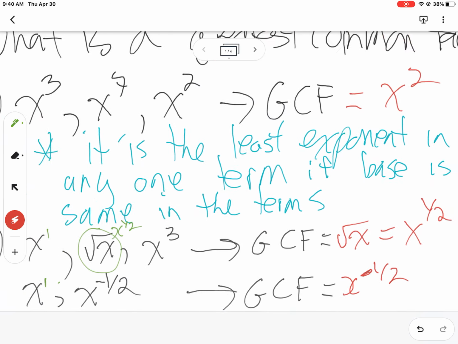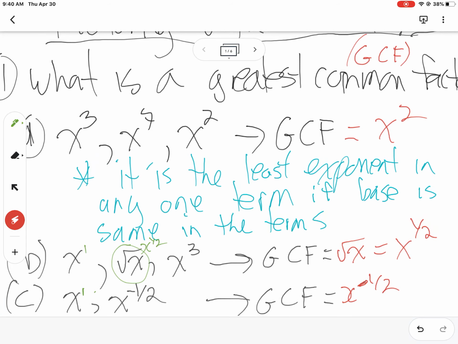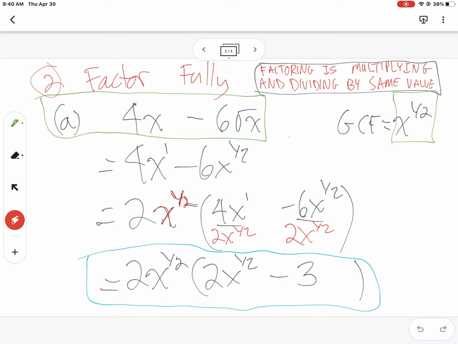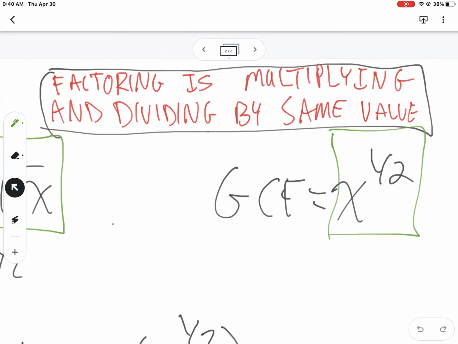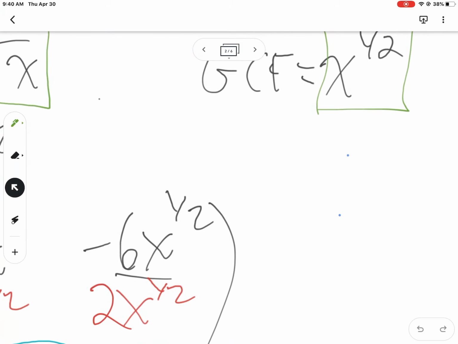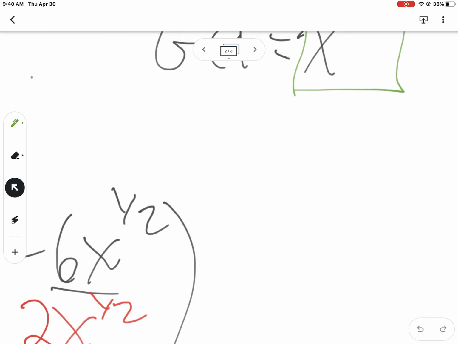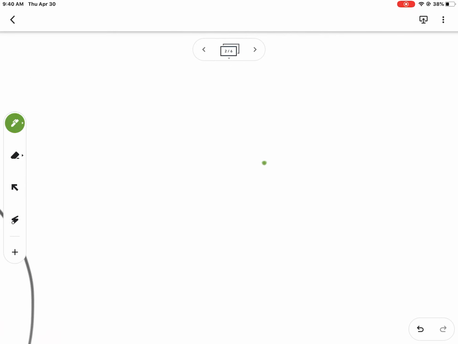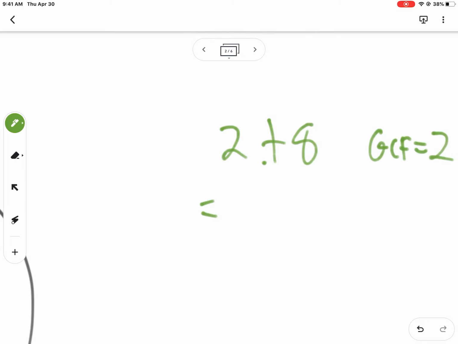All right, so let's now go on and do some examples with factoring. So what is factoring? Well, factoring is multiplying and dividing by the same value. Okay, that's what factoring is. It's multiplying and dividing by the same value. So as an example, if I asked you to factor this expression, 2 plus 8, well, you know that the greatest common factor there is 2.